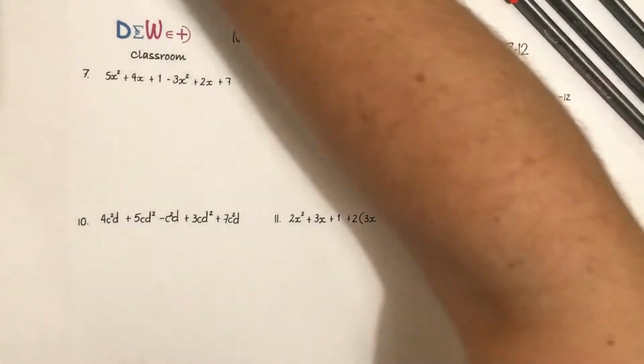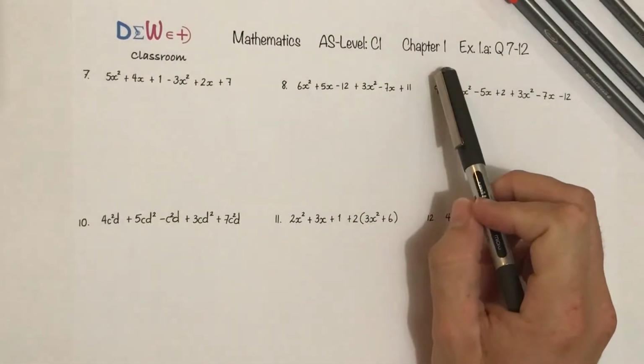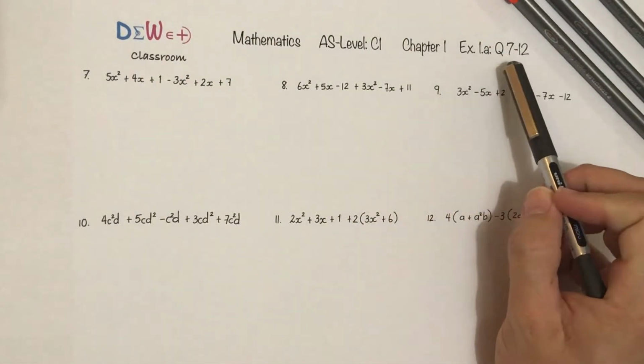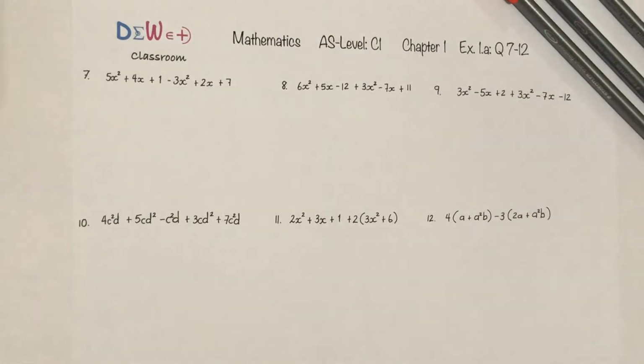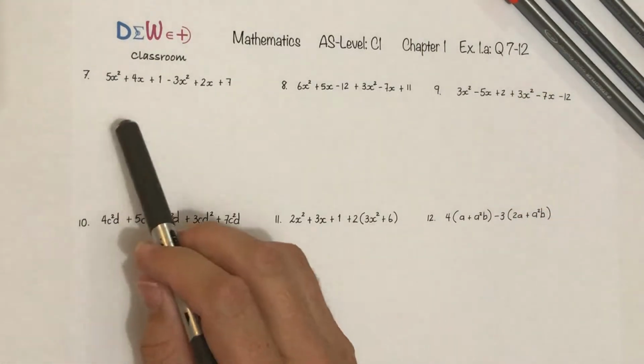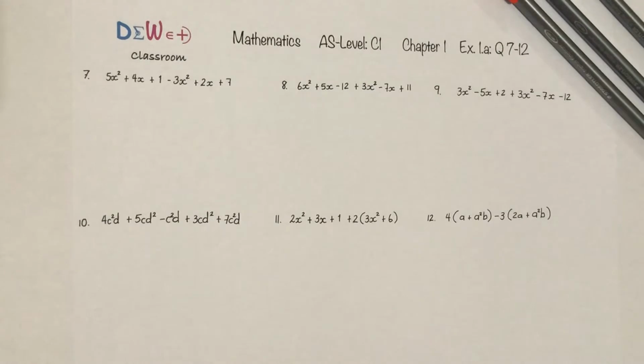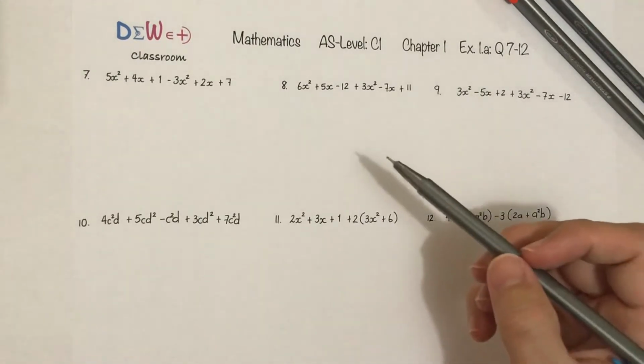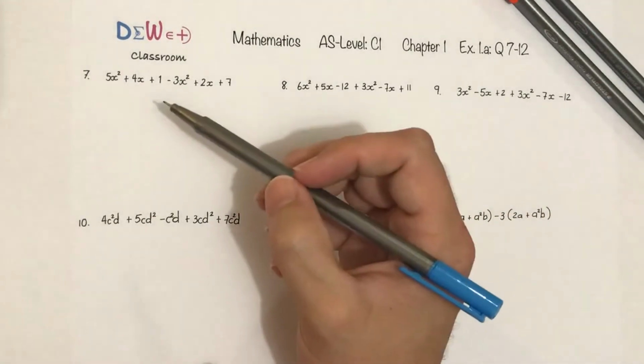We are going to work from chapter 1, exercise 1a, questions 7 to 12. And what we are busy doing is simplifying the following expressions by adding and subtracting the like terms. So how it will work is we will first and foremost identify each one of the like terms.